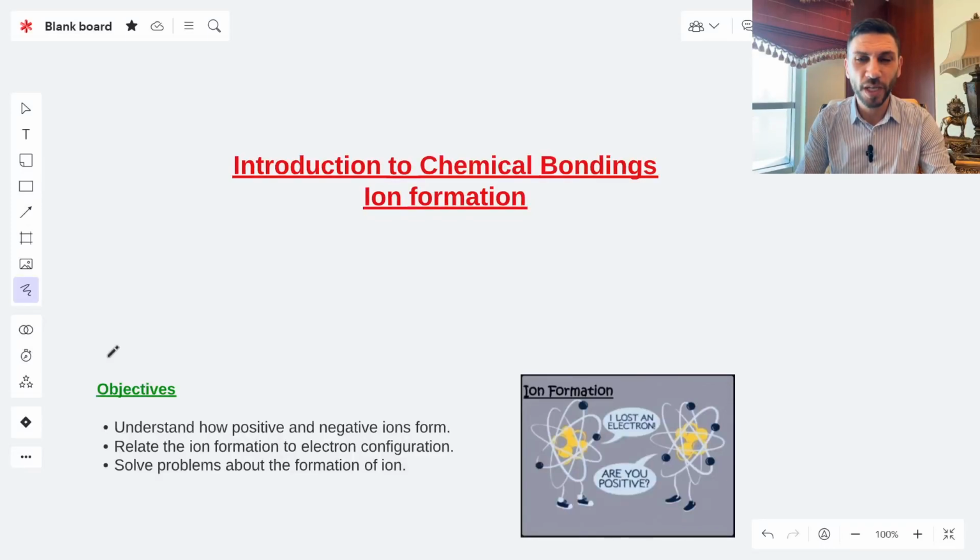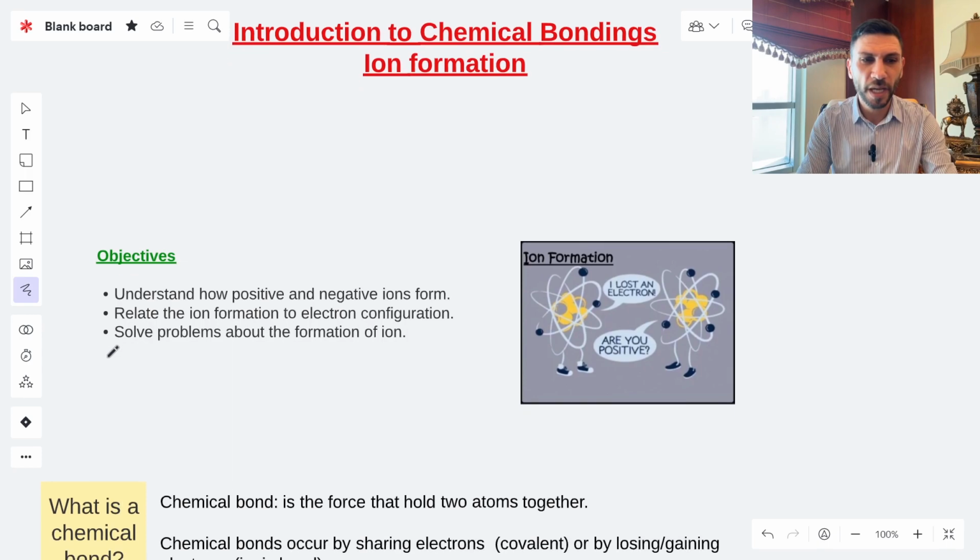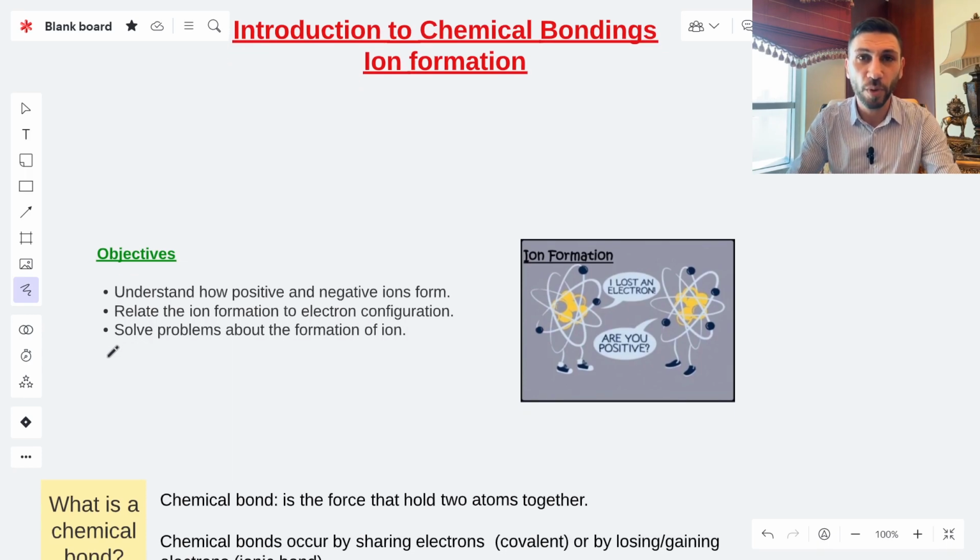This is Mr. Kusai, and today we're going to have an introduction to chemical bonding, and we're going to learn something about ion formation. Our objectives for today are to understand how positive and negative ions are formed, how to relate the ion formation to the electron configuration, and how to solve some problems about the formation of the ions.